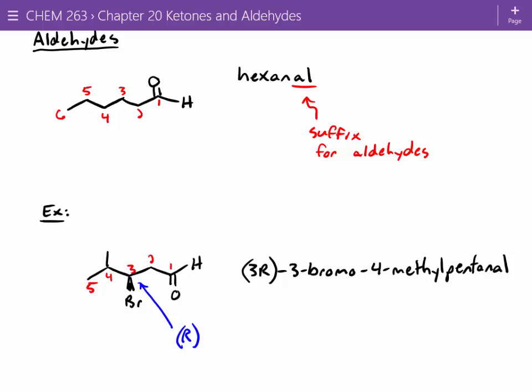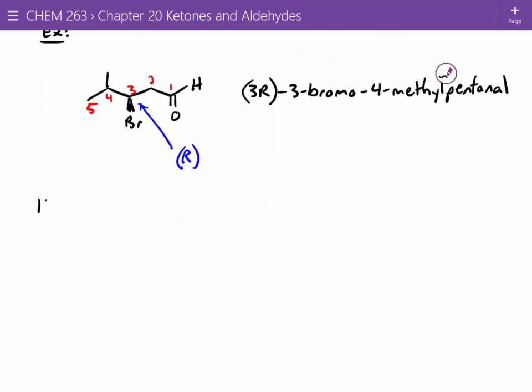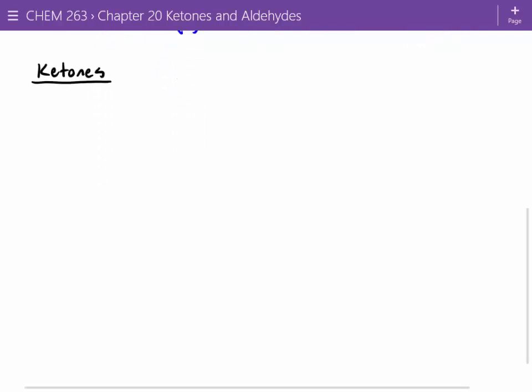Okay, so now let's jump to ketones, because ketones get a little bit trickier. And there won't ever be a situation where we have like 2 aldehydes and we can name it. For the most part, we're going to avoid those. So ketones are pretty similar. Let's take a simple ketone.